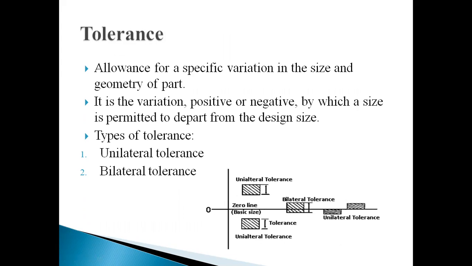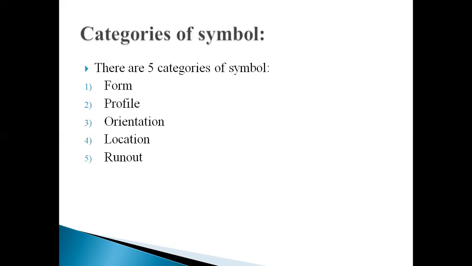Tolerance is the allowance for a specific variation in the size and geometry of a part. It is the variation, positive or negative, by which a size is permitted to depart from the design size. Tolerance is given to any product to vary the dimensions within this limit. There are two types of tolerance. One is the bilateral tolerance and second one is the unilateral tolerance. Unilateral tolerance is allowed to vary only above or only below the basic line. Bilateral tolerance is allowed to vary both above the zero line and below the zero line.